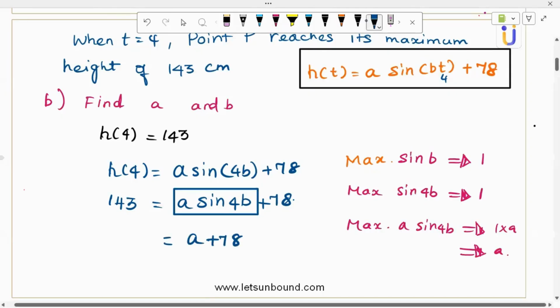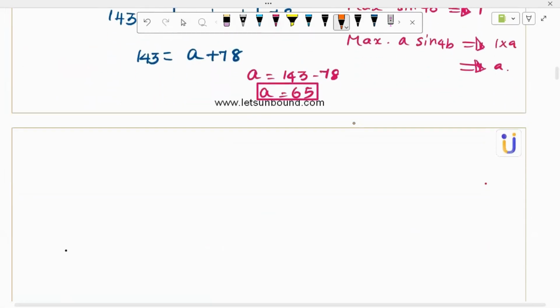a plus 78 is 143. And from this, we get our a value. So a is 143 minus 78, which gives us 65. Great. So we got the second unknown also. a is 65.